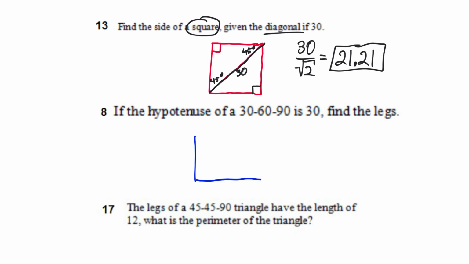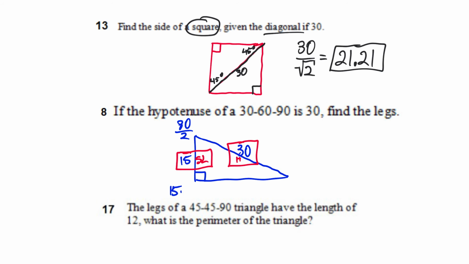All right, next one. So it says we have this 30, 60, 90, and the hypotenuse is 30. So how am I going to find the short leg? Divide by 2, which is 15. So we just did 30 divided by 2. And now going down here, we're going to do 15 times the square root of 3. 25.98 will give us the long leg.